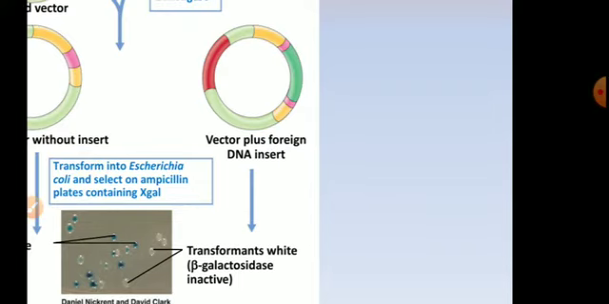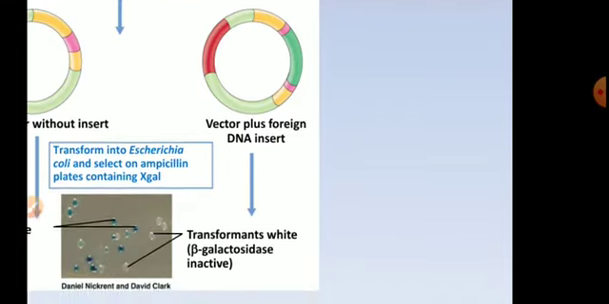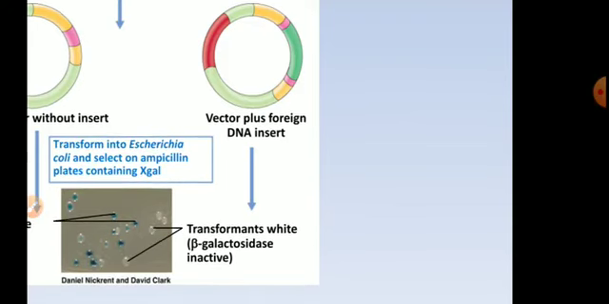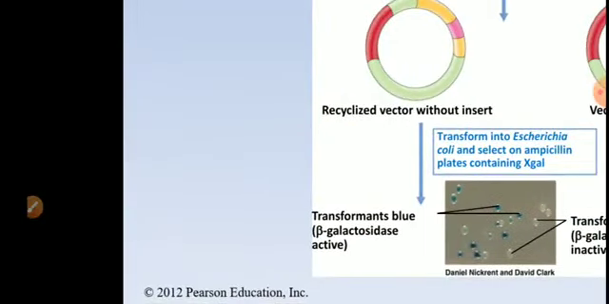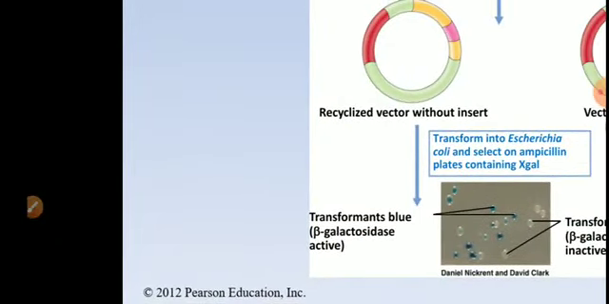So these are the insertional inactivation of marker gene methods, where in one case we have studied that the lacZ gene is disrupted, and in another case we have studied that the tetracycline gene is disrupted, and this is how we identify the clones by looking at the colonies. So that is all about insertional inactivation of marker genes.